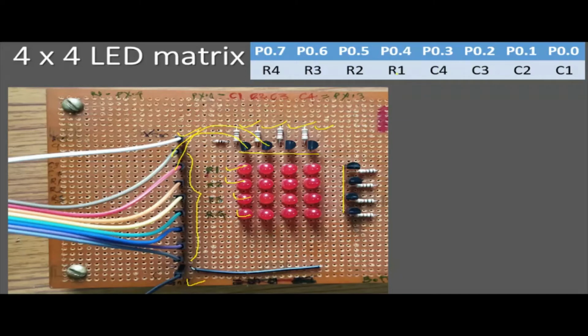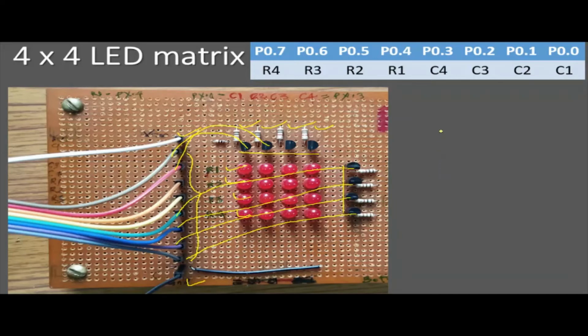Row 1 pin, that is base of this transistor, is connected to P0.4 pin. So this is the P0.4 pin. Similarly, row 2 is connected to P0.5, row 3 is connected to P0.6, and row 4 is connected to P0.7. By sending appropriate patterns on these port lines, we can glow the corresponding LEDs.